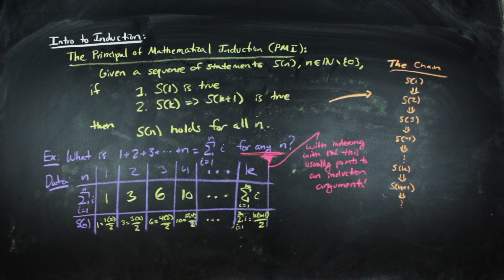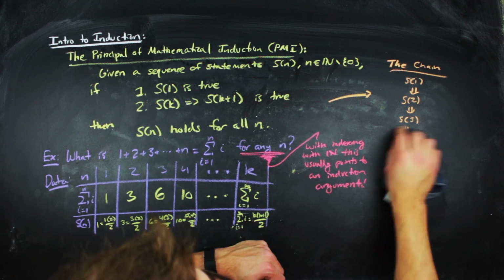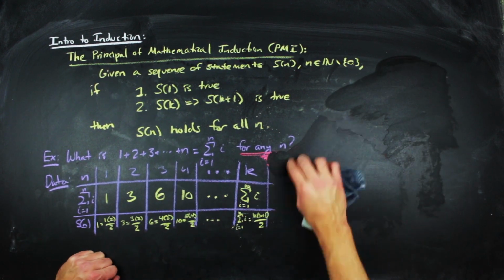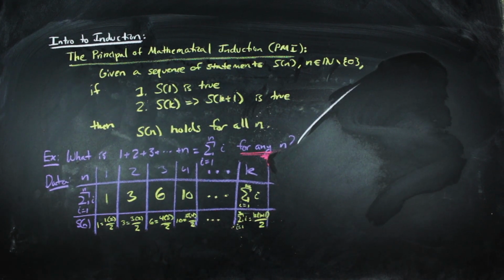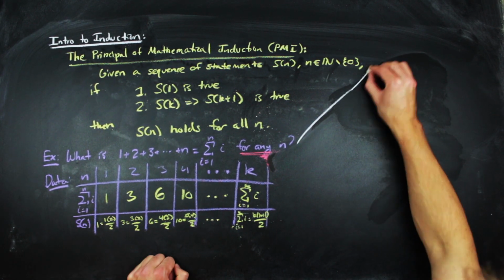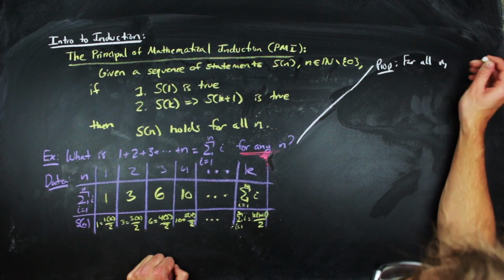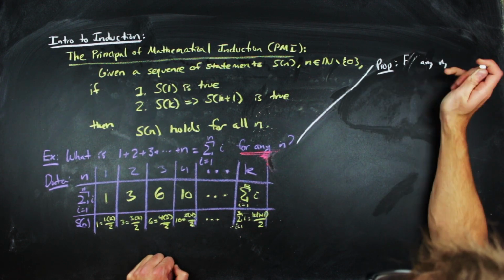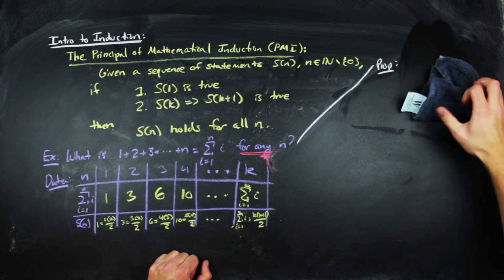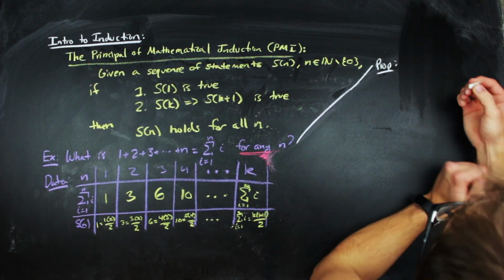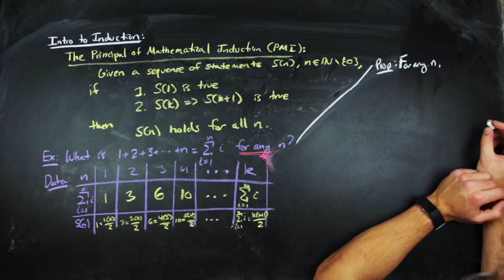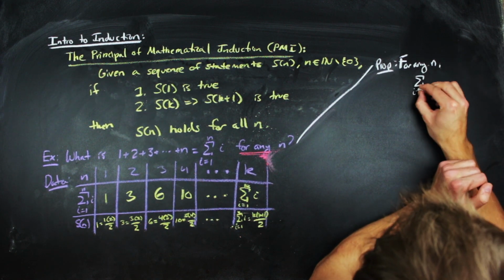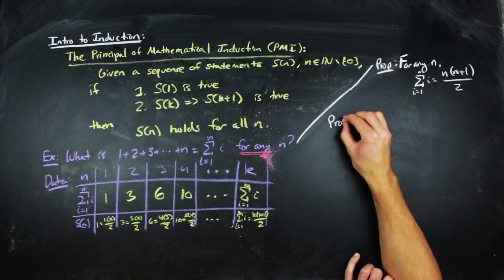This discovery gives us the sequence of statements that we can use induction with. In particular, it gives us a proposed answer to the question, what is the sum of the first n numbers? That is, the proposed answer is n times n plus 1, all divided by 2. And that yields the statement S of n is given by 1 plus 2 plus all the way up to plus n is equal to n times n plus 1 all over 2. Okay, so let's go ahead and prove the proposition.